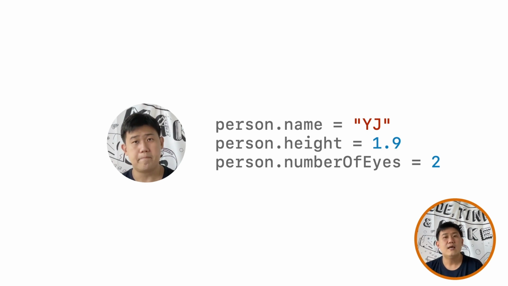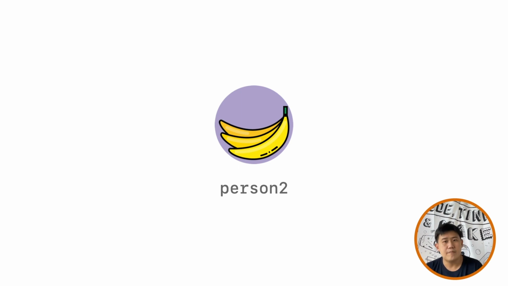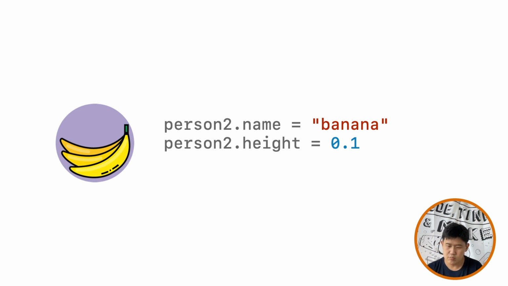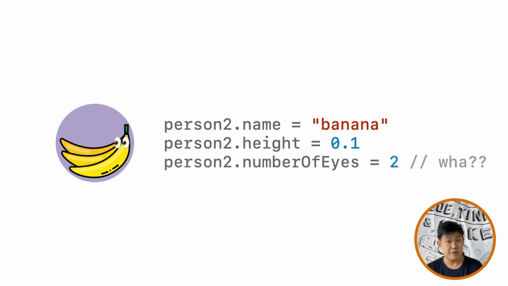for most of us. And you have your own set of properties, right? You, for example, might be called banana. I'm not sure if you're called banana, but that would be person2.name equals "banana", person2.height equals 0.1, I guess that's how tall a banana is, and various other properties. So these are all different properties of a certain person type.